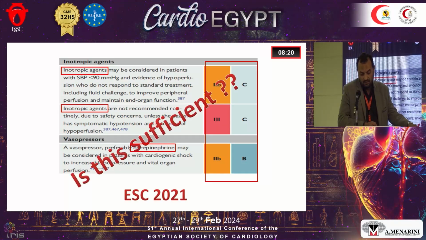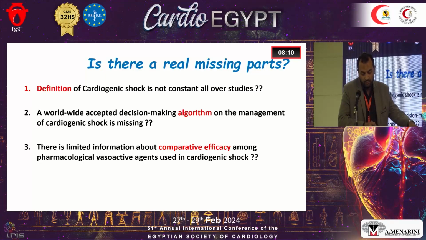And here is the question: is this sufficient? In the 2021 guidelines, there is no mention of specific vasopressors or inotropes, just norepinephrine in case of hypoperfusion. So we have missing parts for this issue.